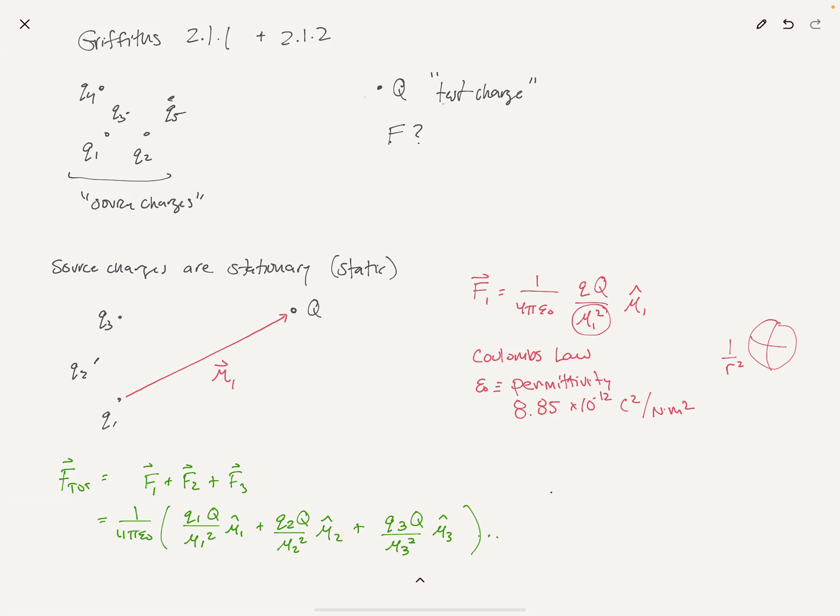You'll notice that the capital Q, my test charge, is the same in all of them. So I can pull that out. That's Q over 4 pi epsilon naught, times Q1 R1 hat over R1 squared, plus Q2 R2 hat over R2 squared, plus Q3 R3 hat over R3 squared.